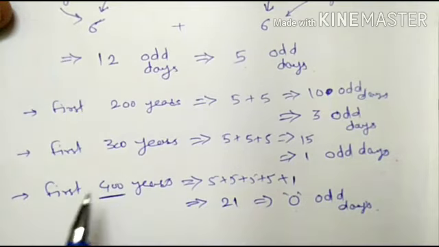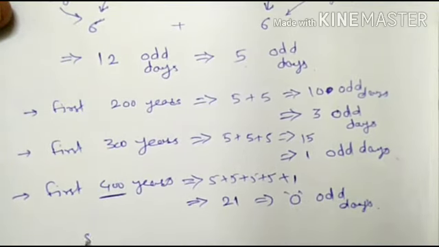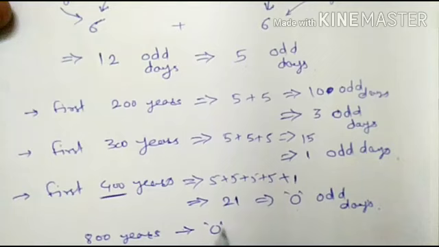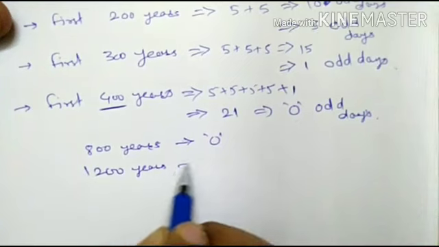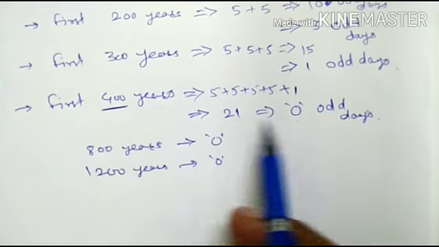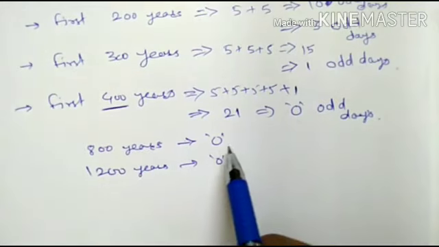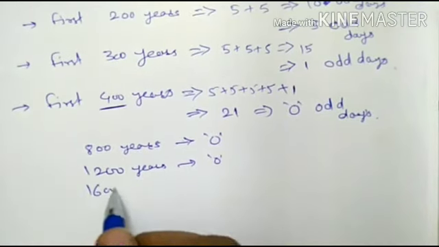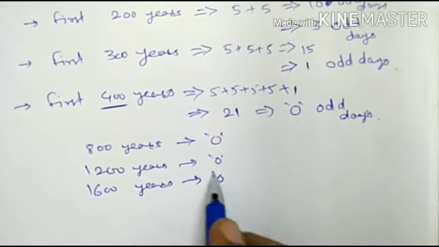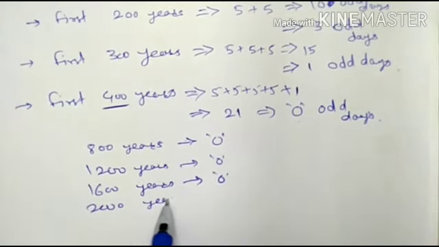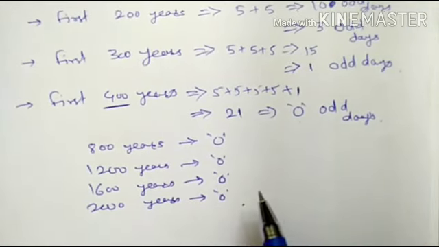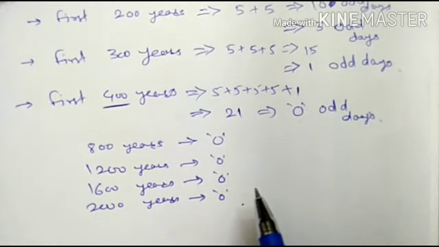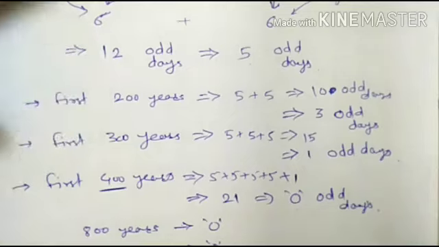This is very important: in the first 400 years there are 0 odd days. What does it mean? In the first 400 years there are 0 odd days, so in any multiple of 400 years there are 0 odd days. In 1200 years there is again 0 odd days. In 1600 years there are 0 odd days. In 2000 years there are 0 odd days. Note it down. We will see one example, and in that example we will use this information.